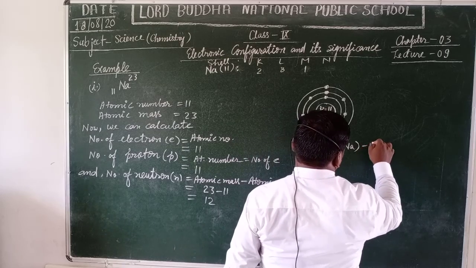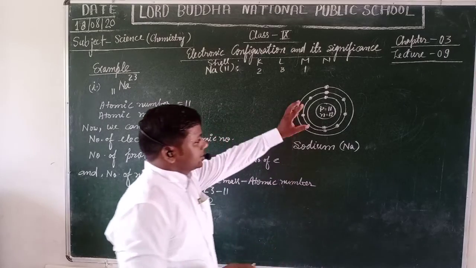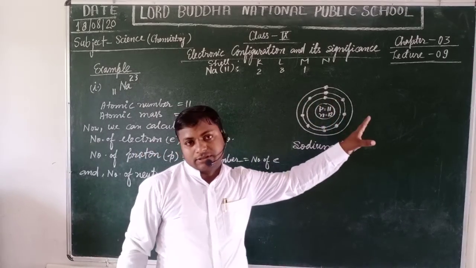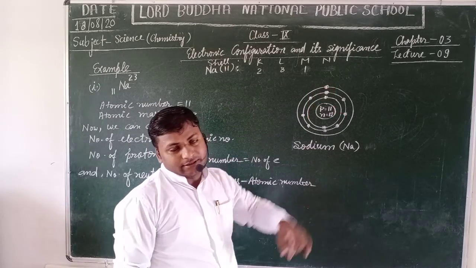Thus, this is the electronic configuration of sodium. Na, 11 is the atomic number. This is the atomic structure of sodium with the help of this electronic configuration.